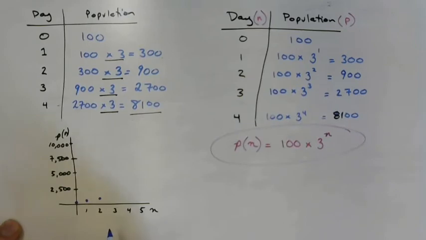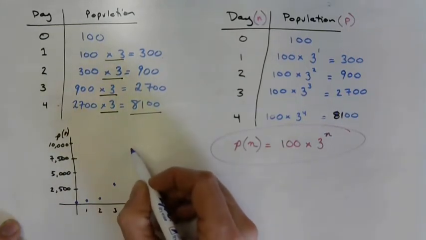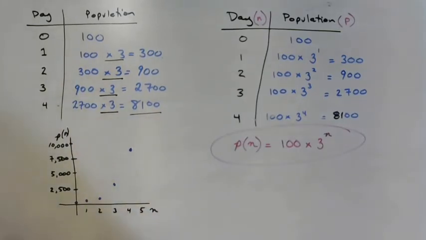On day 4, there are 8,100. Oh, sorry, day 3, I skipped. Day 3 has 2,700. Oh, we're doing something here. And day 4, 8,100. Somewhere up here. Okay, yours will be much more beautiful, obviously. The information there is plotted. Is it or is it not a function?